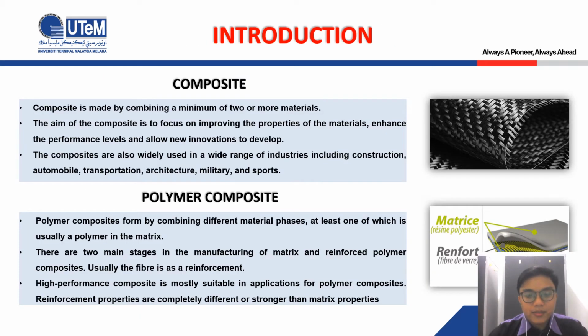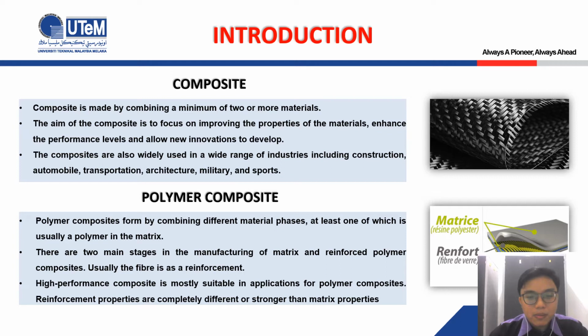For the introduction, firstly, I will introduce the composite. The term composite is very familiar to manufacturing students. Composite is made by combining a minimum of 2 or more materials. The aim of the composite is to focus on improving the properties of the materials, enhance the performance levels, and allow new innovations to develop. Composites are also widely used in a wide range of industries, including construction, automobile, transportation, architecture, military, and sports.